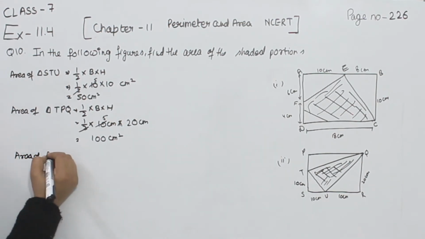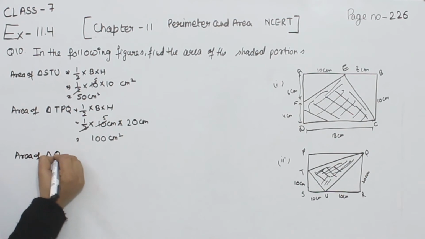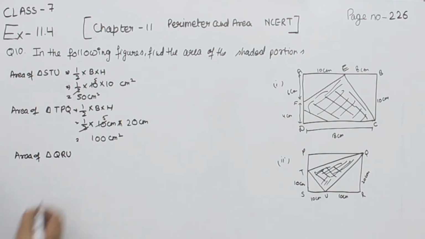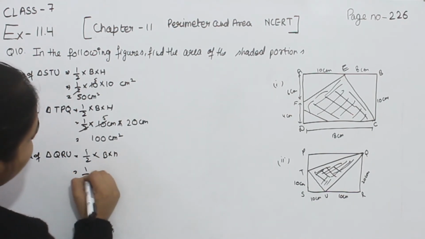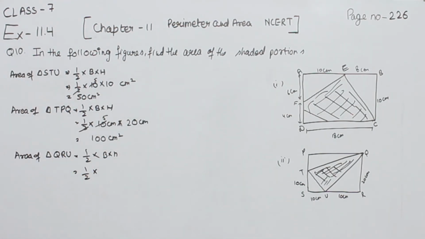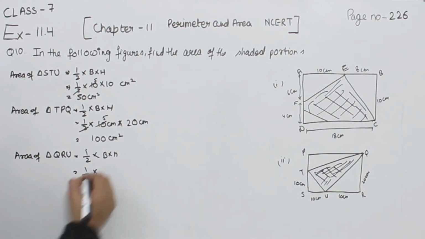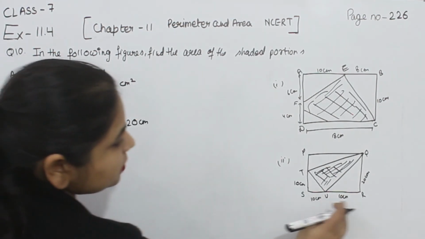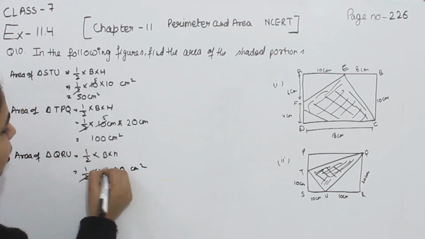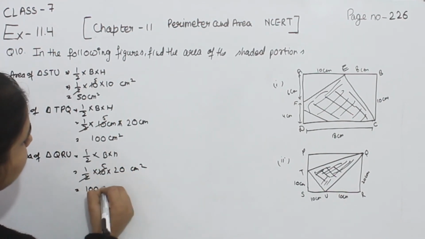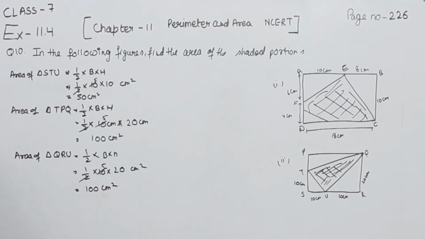Now we'll find the area of triangle QRU. So the formula will be same, half into base into height. Half into the base, this time we are having 10 centimeter, this one, and the height we are having 20 centimeter. So 2 5s are 10, 100 centimeter square.